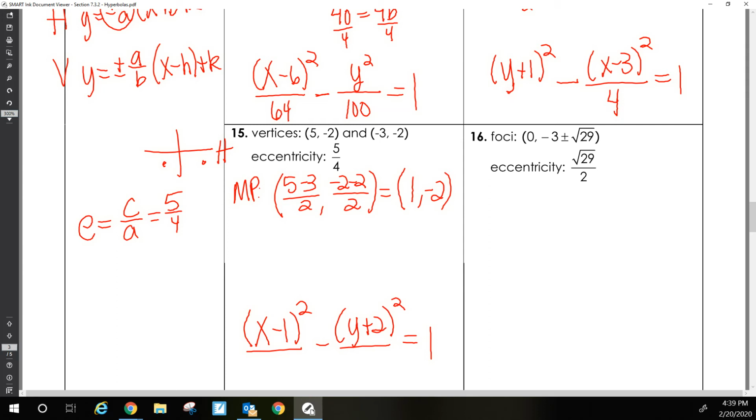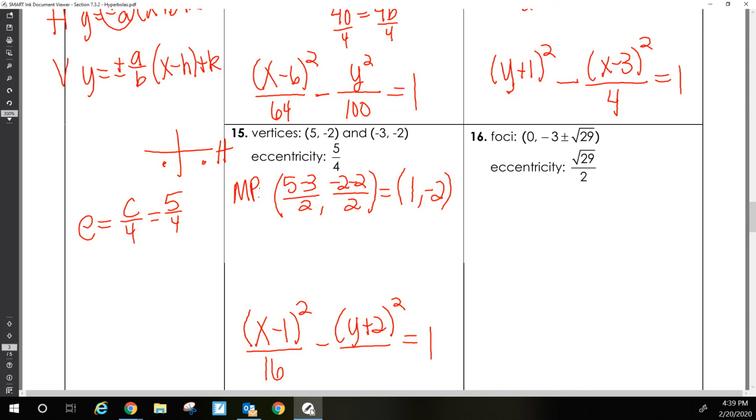If my eccentricity, c over a, is 5 over 4, what else do we know about vertices? Well, the distance between the center and a vertex is going to be my a value. So the distance between 1 and 5 is 4. 4 squared is 16, so that's going to go here. So our a value we say is 4.